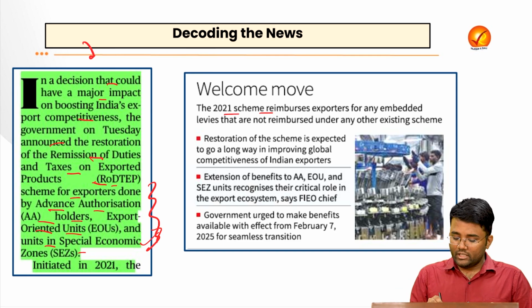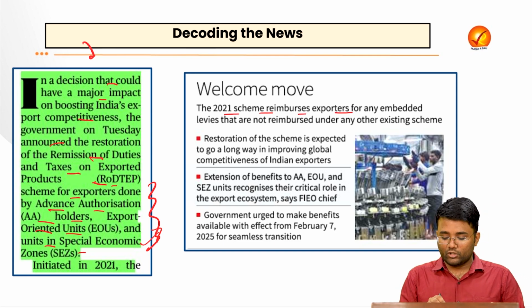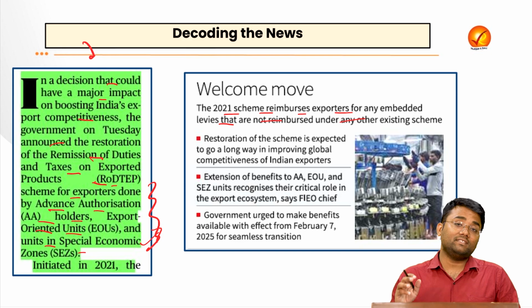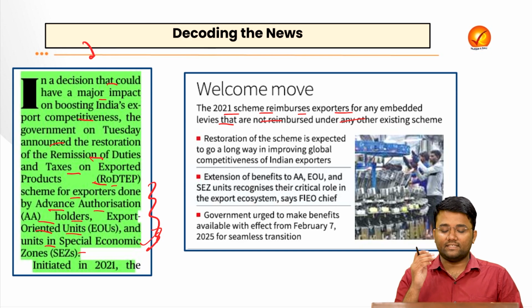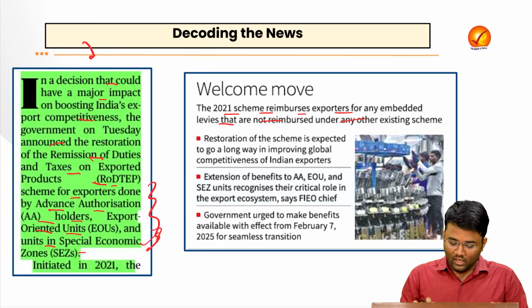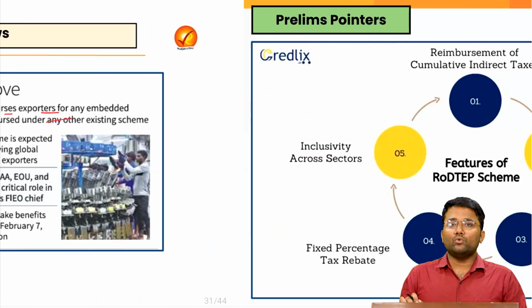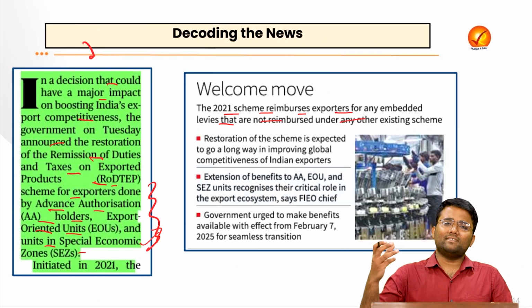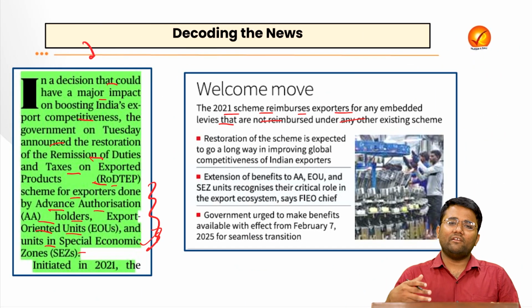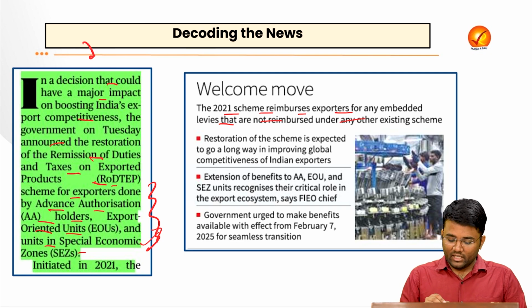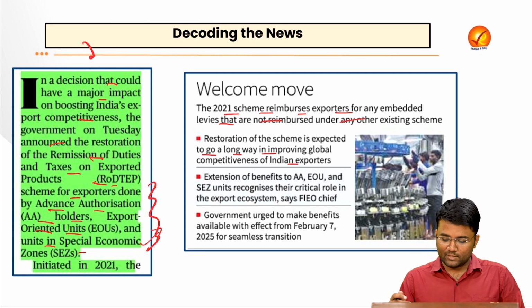So this is a 2021 scheme. It reimburses the exporter for any embedded levies that are not reimbursed under any other scheme. What are those levies? For example, the levies related to the taxes, the mandi taxes and other local level taxes, all that will be given back to the exporters. The restoration is expected to go a long way in improving the global competitiveness of Indian exporters.